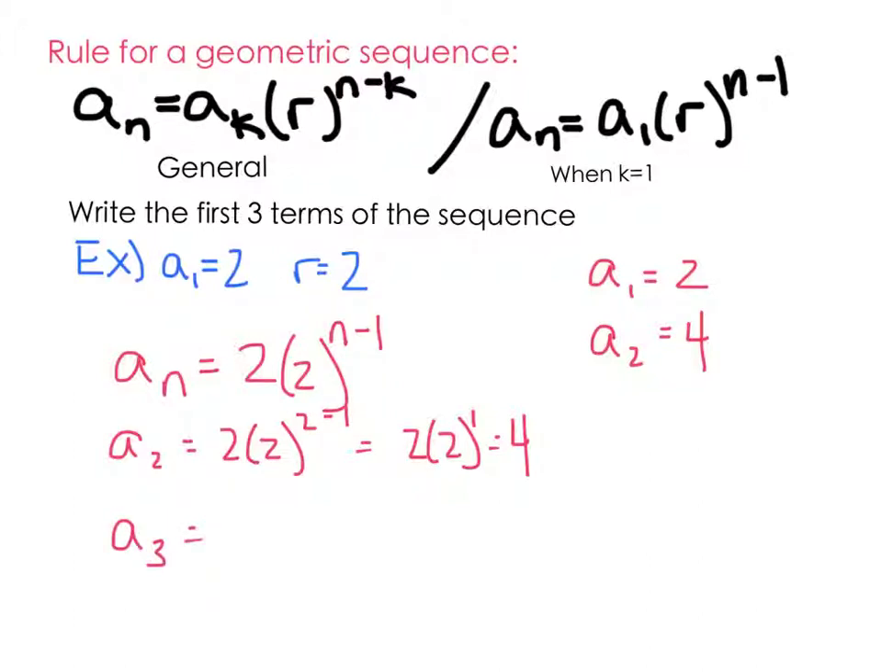The third term in the sequence: 2 times 2 to the 3 minus 1. 3 minus 1 is 2. So we have 2 times 2 squared. What's 2 squared? 4. And then times 2? 8.